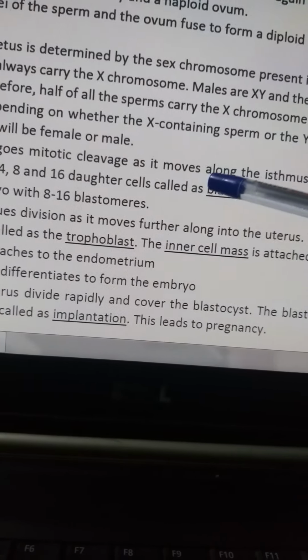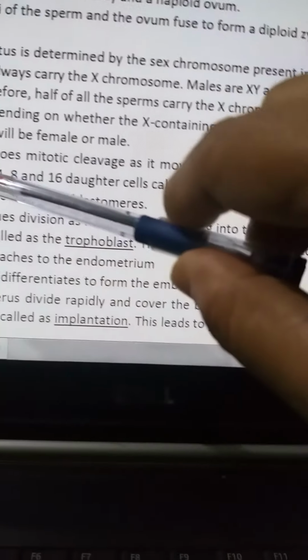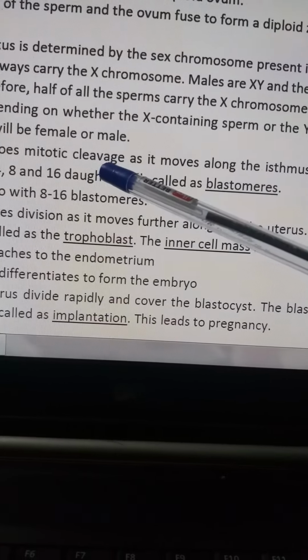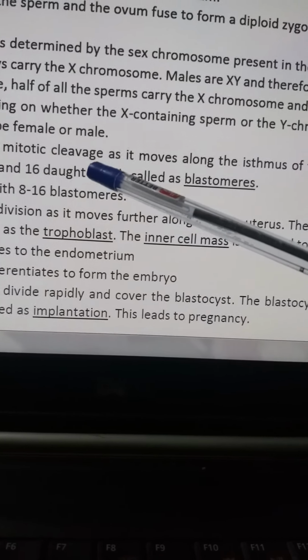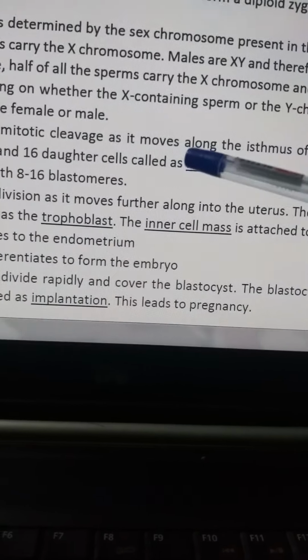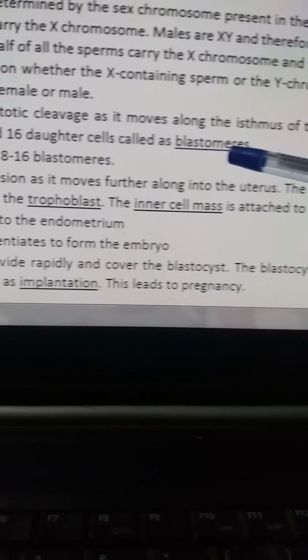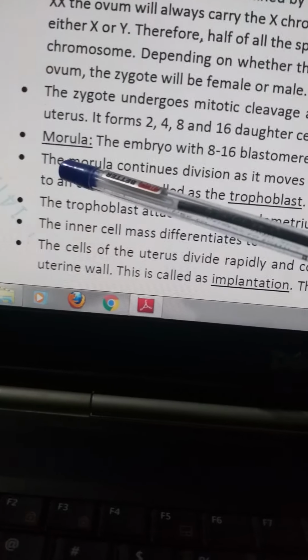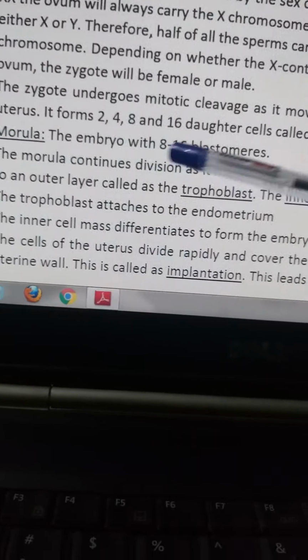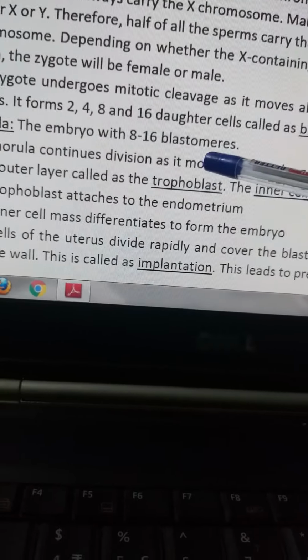Now from this particular stage, after the zygote undergoes mitotic cleavages, it starts embryogenesis. So embryogenesis starts from the blastomere. Up to the 16 stage it is blastomere, and from that comes the morula. It is 8 to 16 blastomeres, and the morula continues to divide, and the blastomeres arrange themselves into the trophoblast. Trophoblast means the inner mass is attached to the trophoblast. That means organogenesis starts in the morula. That means different organ functions.